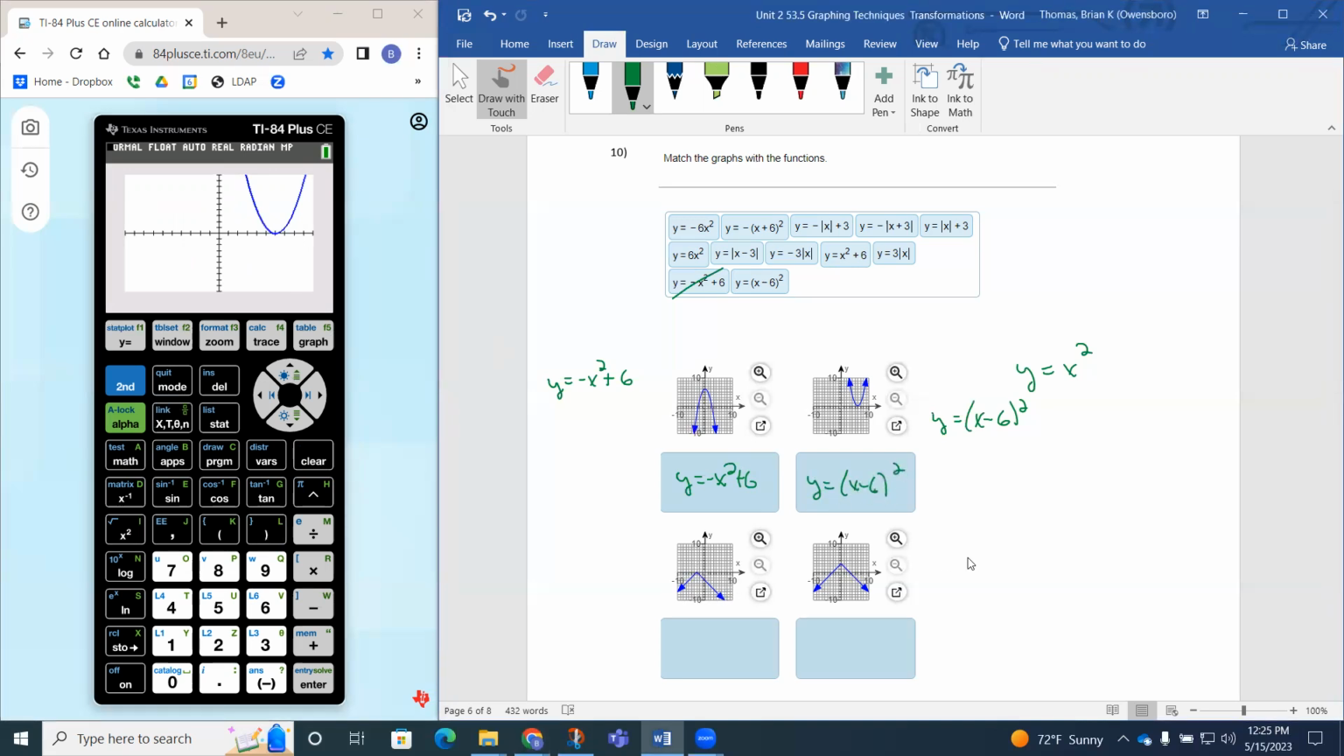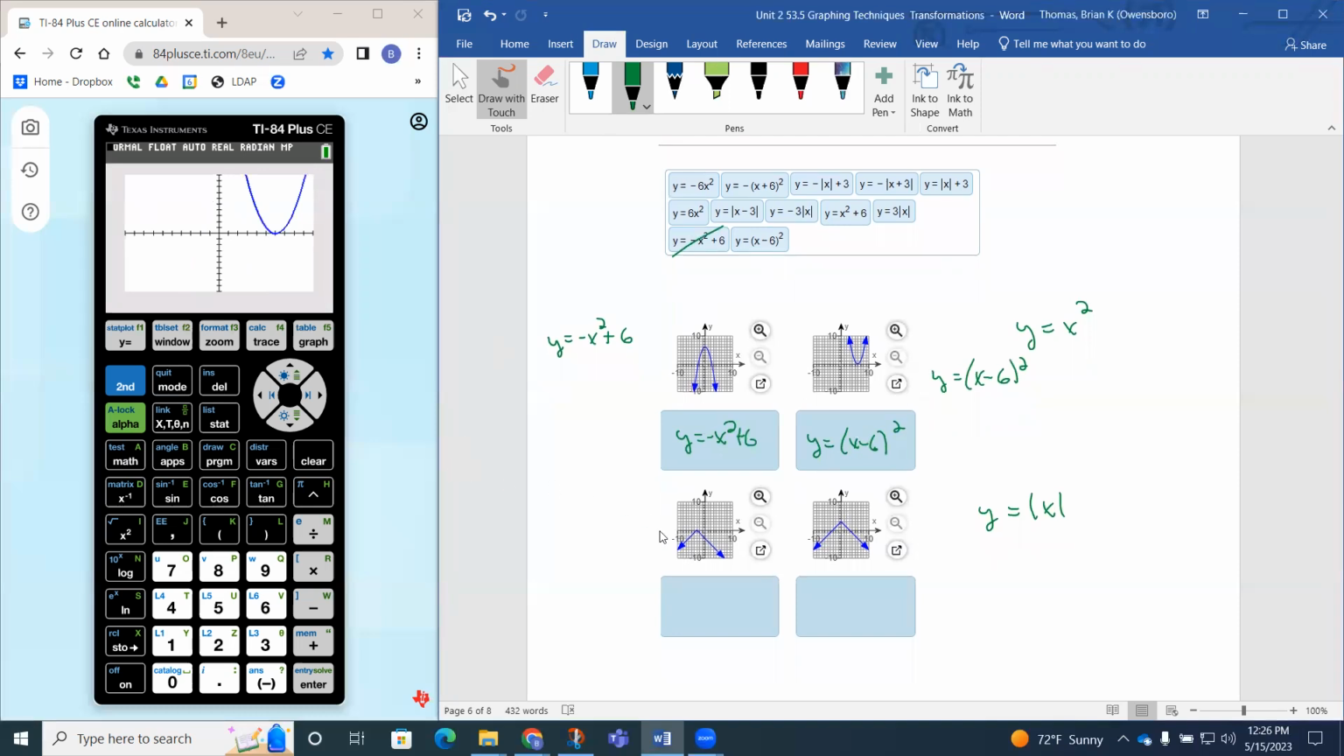For this other one, notice how again the parent function is y equals absolute value of x. Those are the V-shaped graphs. Notice how this first one has been reflected down, but it moves left. So there should be a negative on the outside of the parentheses because that's going to make it open down. But since it's been shifted left, there should be an x plus inside there. The magic number looks like three, so it should be a plus three on the inside, because if it's plus three, it should make it move left three.